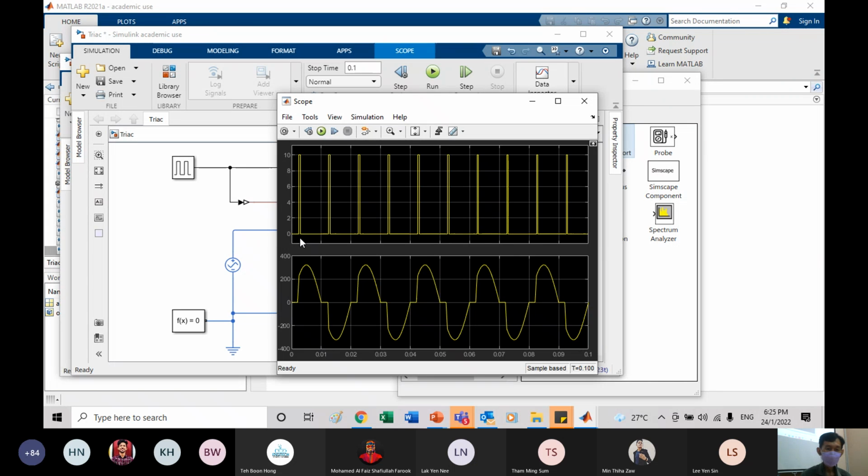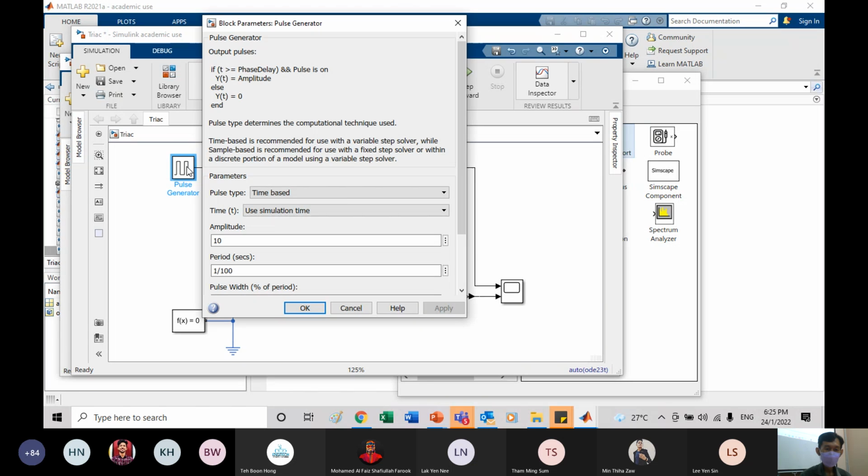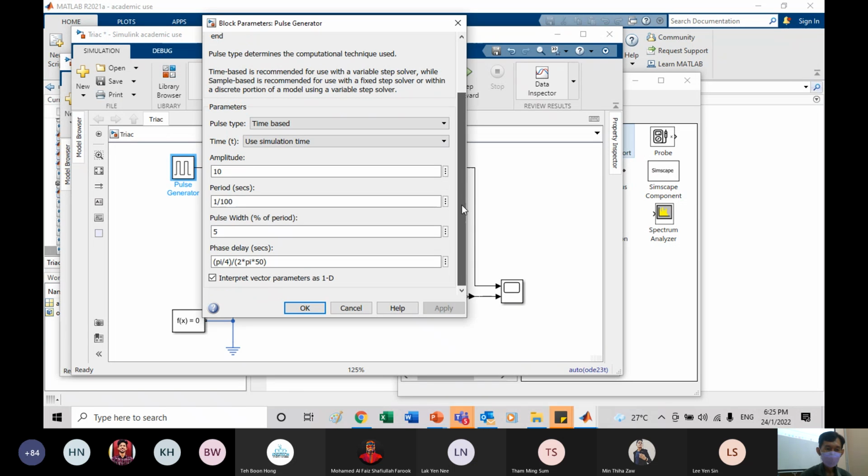Now you can see I can chop off the positive, I can chop off the negative. So what's the difference with the pulse generator? The only difference is you need to change the period to 100. It's no more 50, because 50 Hertz only chops the positive cycle. You need the negative cycle to be chopped off too, so it's positive and negative. You double the frequency, so it's 100 Hertz. The rest is the same.